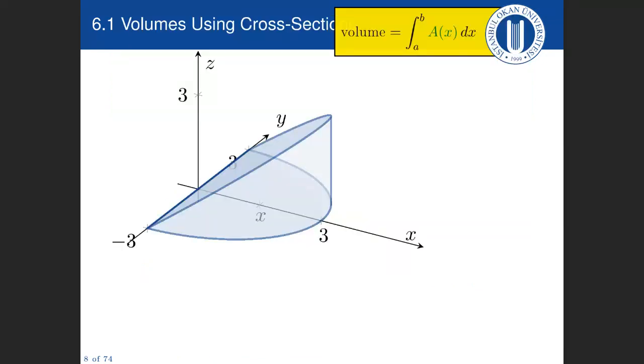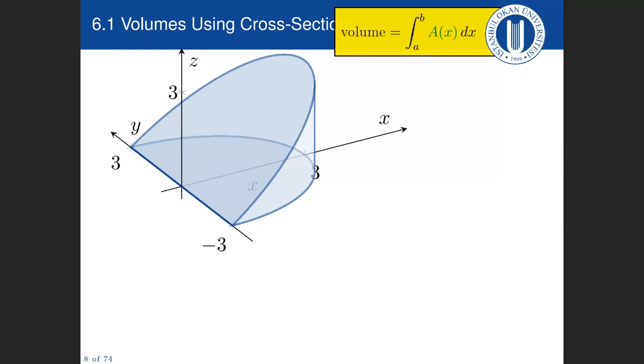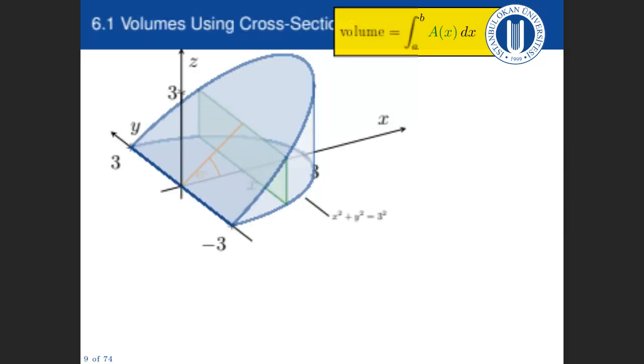Okay, so here's a picture of the wedge. Let me rotate this around so we can see what we're doing. We need to find the cross-sectional area, A(x), and we need to find the limits of integration. Where's the cross-sectional area here? It could be this green rectangle. Let's take a top view.